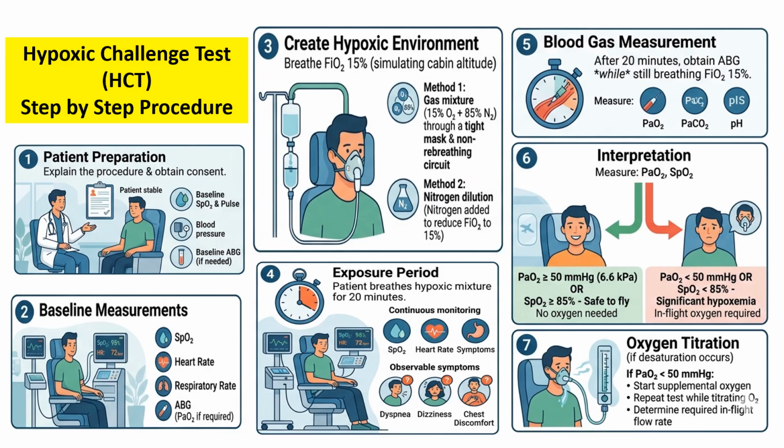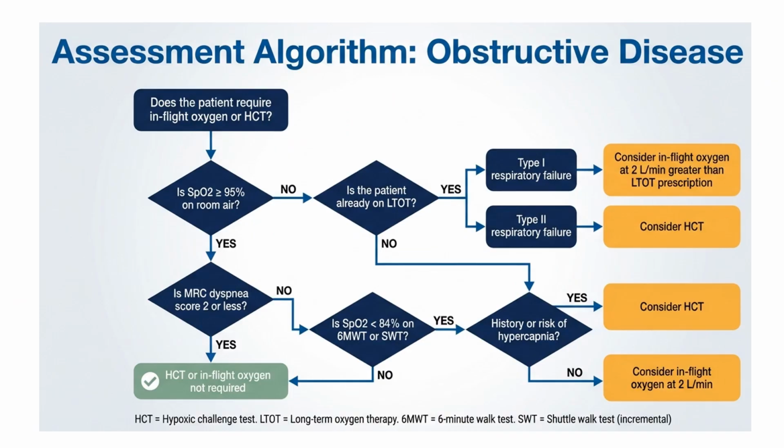So in these patients, we'll need oxygen titration. We'll give the oxygen titration in that environment. Start the supplemental oxygen and repeat the test while titrating the oxygen. Then we'll determine the oxygen flow rate requirement. So this is a simple step of the hypoxic challenge test.